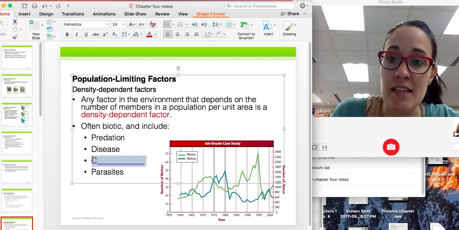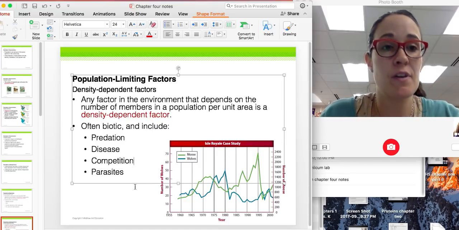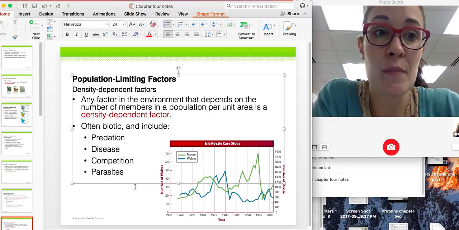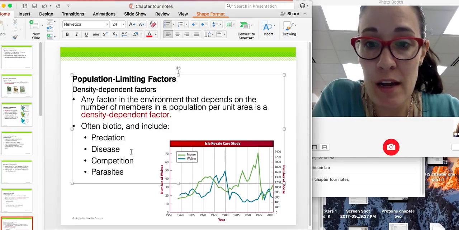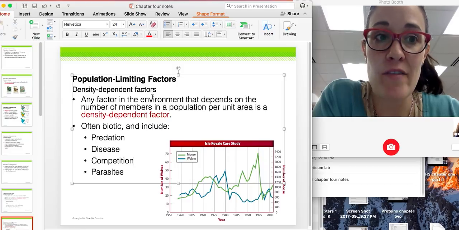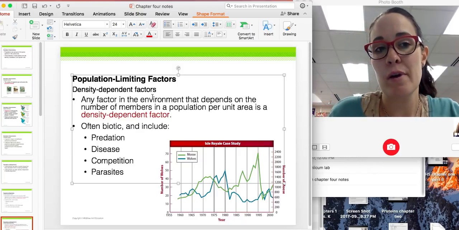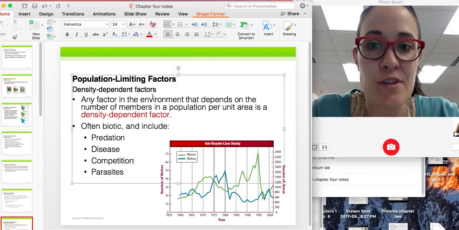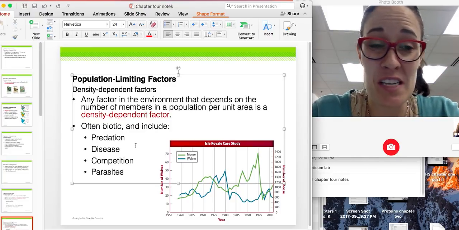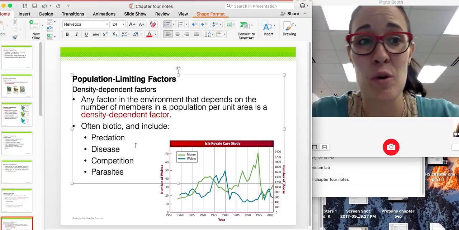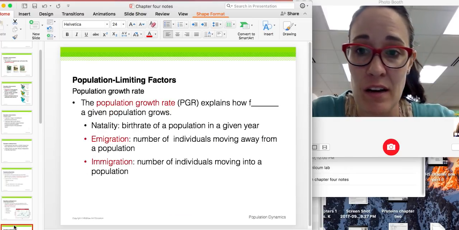Another example of a density-dependent factor is competition. If you have a very dense population of rabbits, and there's not a lot of food, they're going to compete for the food, preventing populations from growing because they're outcompeting each other. Parasites are another example, kind of the same reason as disease. Think about lice. Sorry if that makes you itch. If it's a dense population, things like lice spread more quickly, reducing population numbers. Not that lice kill you, but imagine other parasites that are more deadly.